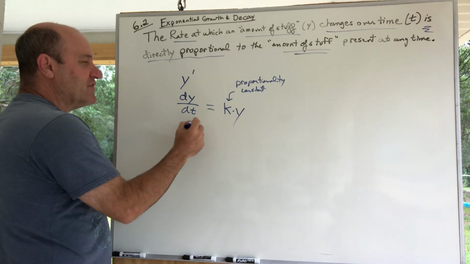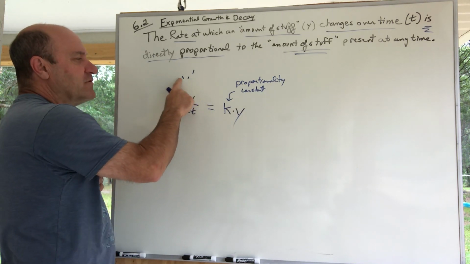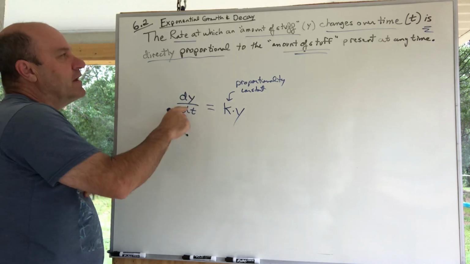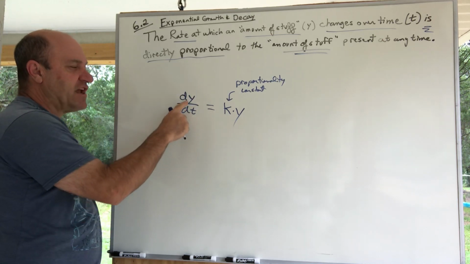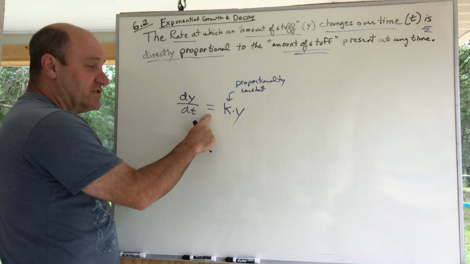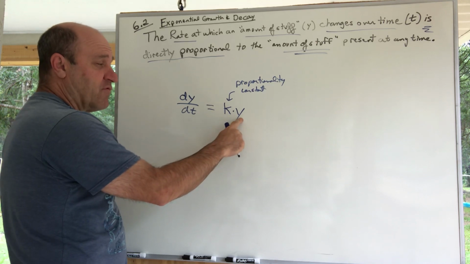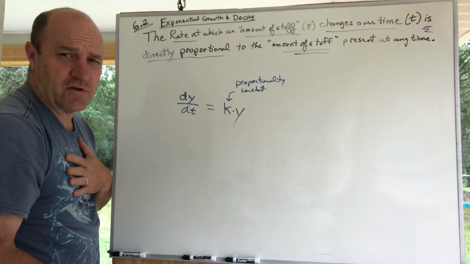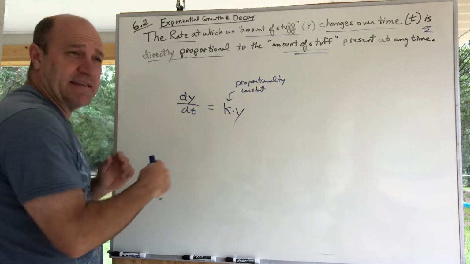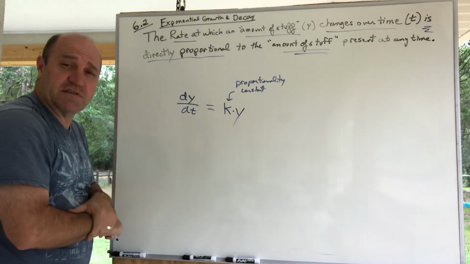So look what we have. We have a differential equation. Here, I'll get rid of that. That was my derivative, y prime. The rate at which the amount of stuff changes over time is directly proportional to the amount of stuff, y. So a classic differential equation, a lot of stuff behaves like this, and we want to solve this differential equation.